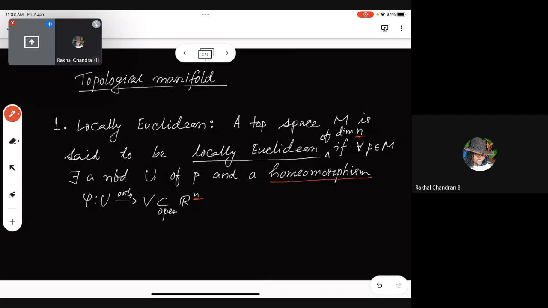Is this locally Euclidean? Think of it. Yes? For the cylinder, what about the boundary, like the upper part and lower part? Oh, you think of an infinite cylinder at this point. We'll come to what happens to the boundary also.